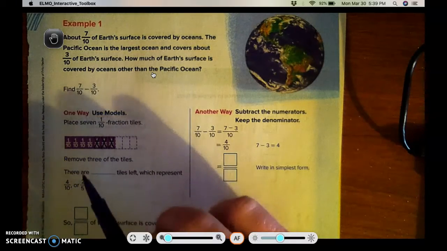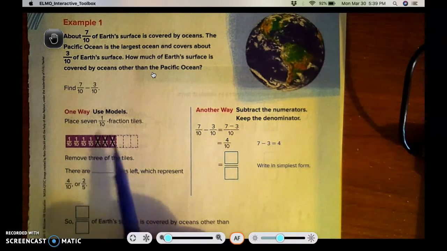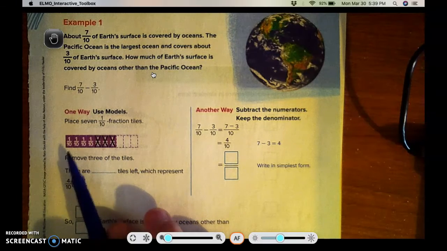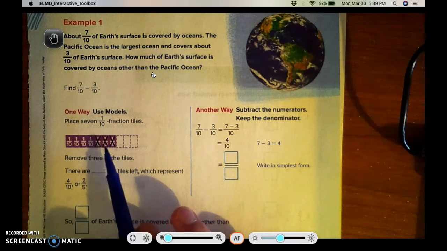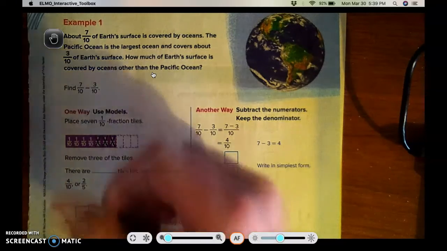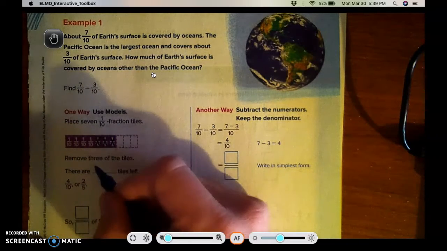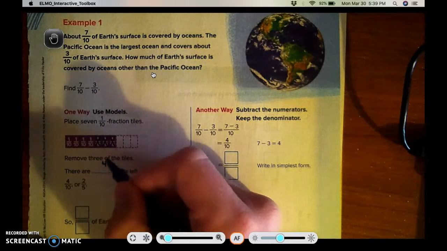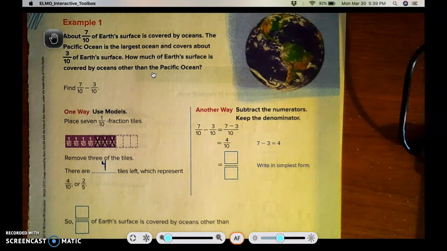So again, the first way they are going to show you is with models. So they drew out 10 equal pieces, so each one is 1/10. They shaded in 7/10 because that's what we started with, and then we took out the 3/10 of the Pacific Ocean, and we were ending up with 1, 2, 3, 4 tiles left, which represents 4/10 or 2/5.